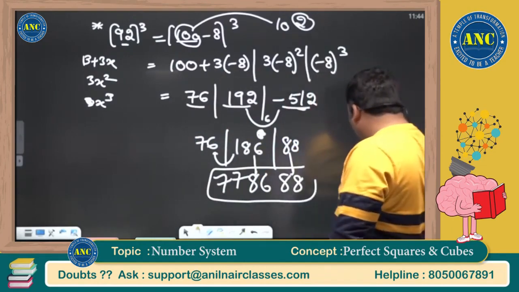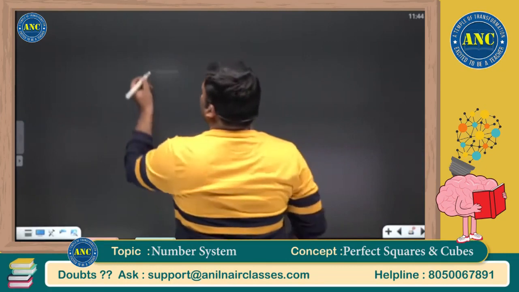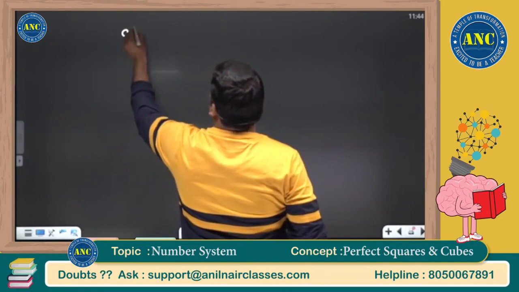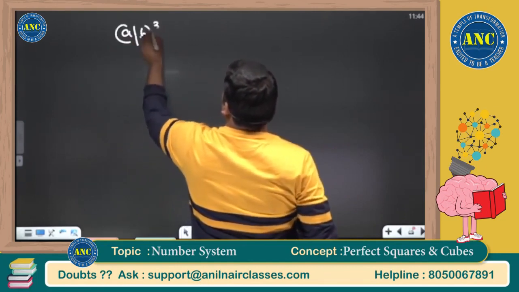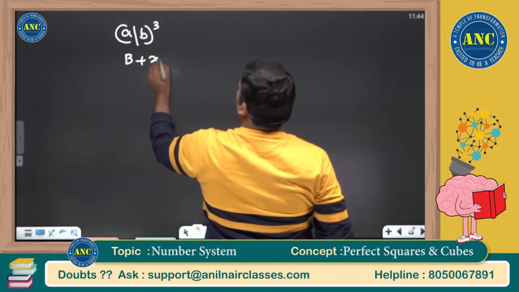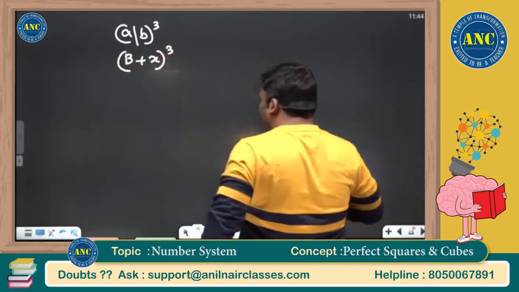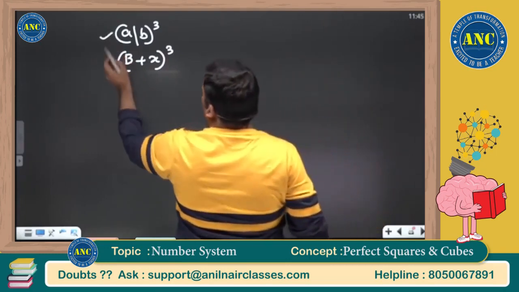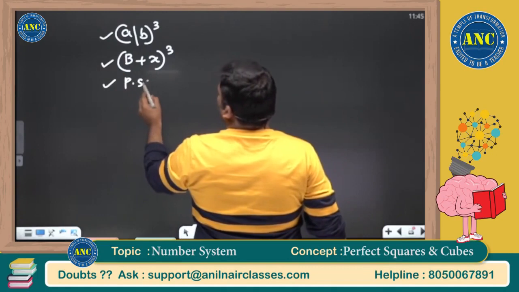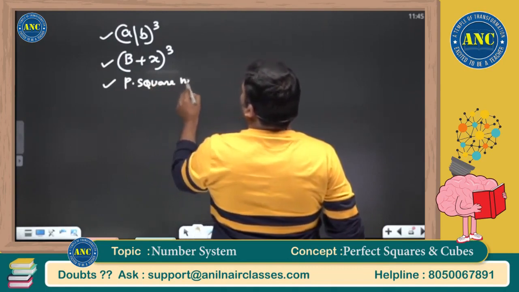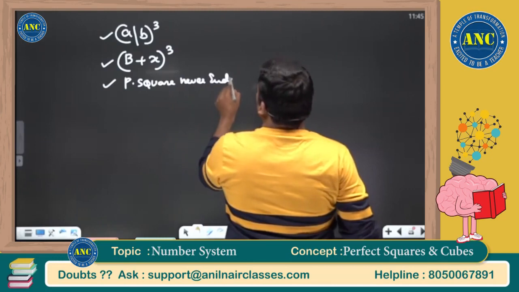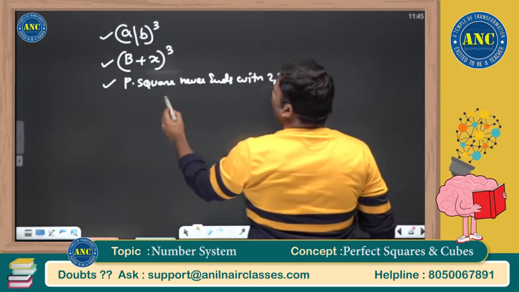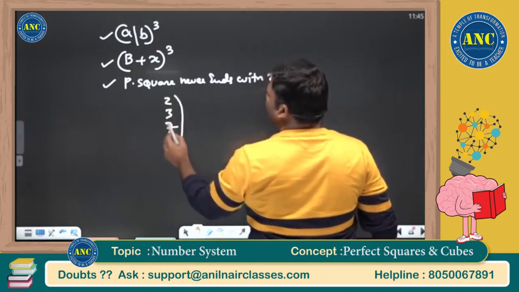I hope the concept is clear. So what are the concepts till now we discussed? Let me do an important recap of all the concepts which we discussed. We found out the cube of a number, a plus b whole cube. We found out the cube of a number nearer to 10 power k, which is b plus x power 3. Next one, a perfect square never ends with 2, 3, 7. Only the numbers which are ending with 2, 3, 7 are right.